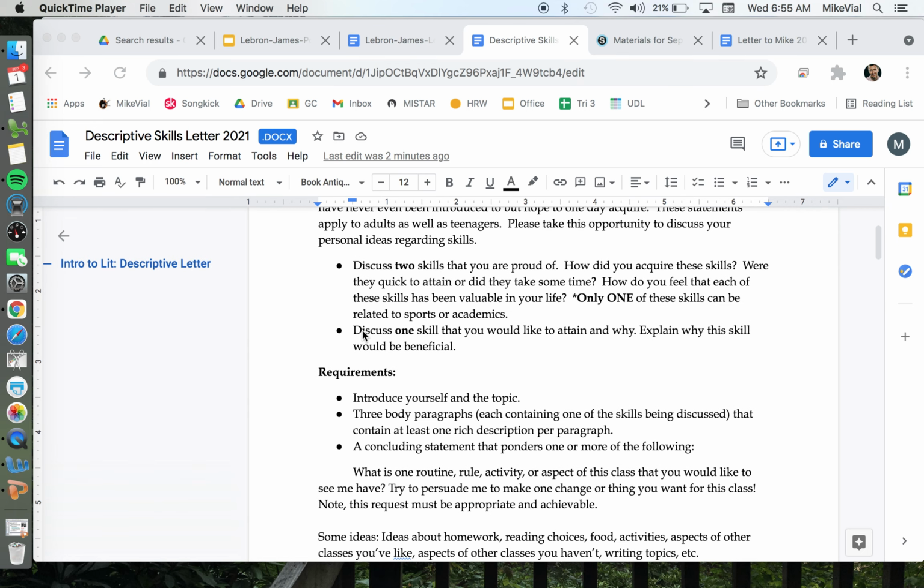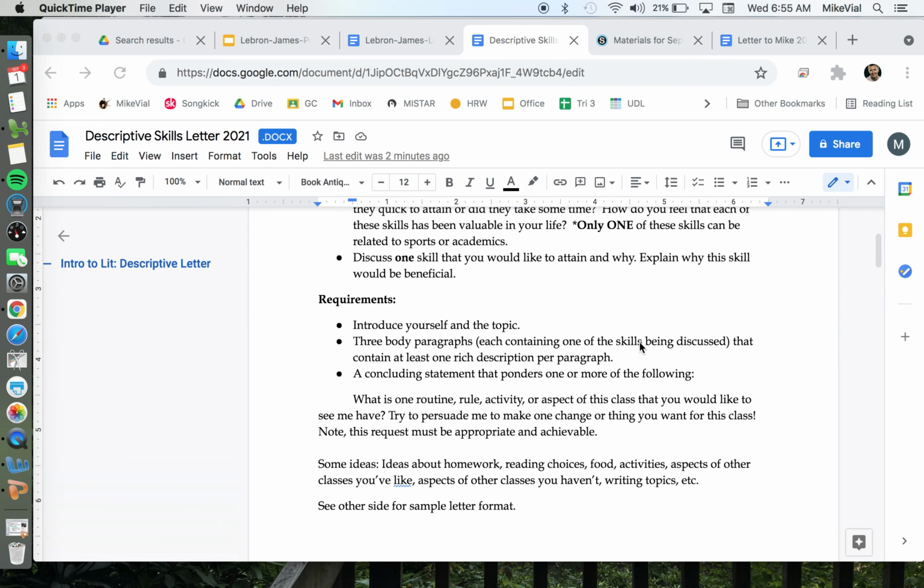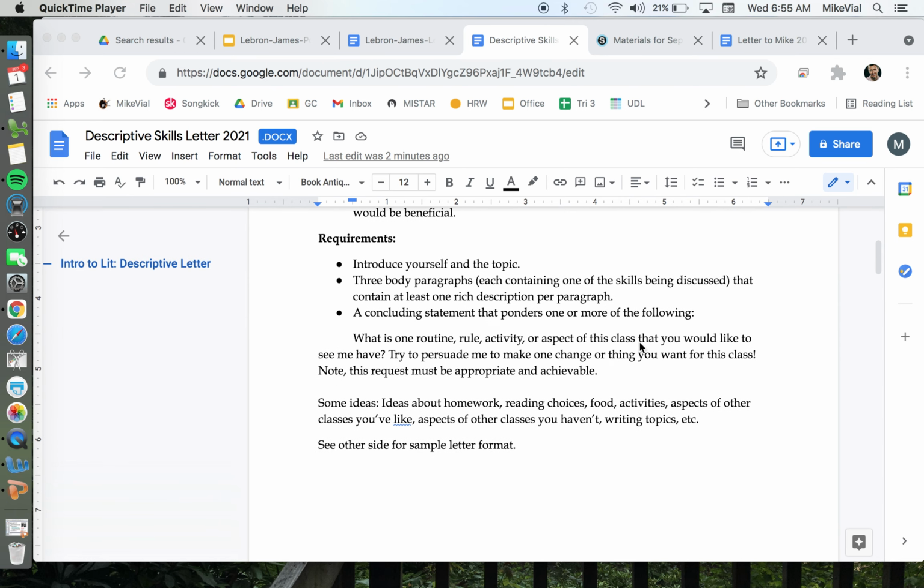Then, in one paragraph, discuss one skill that you would like to obtain, what you would like to work on doing this year or in this class, and explain why this skill would be helpful. So, there are requirements to include in this assignment.